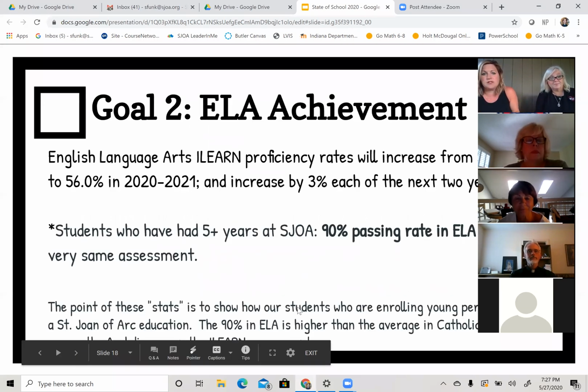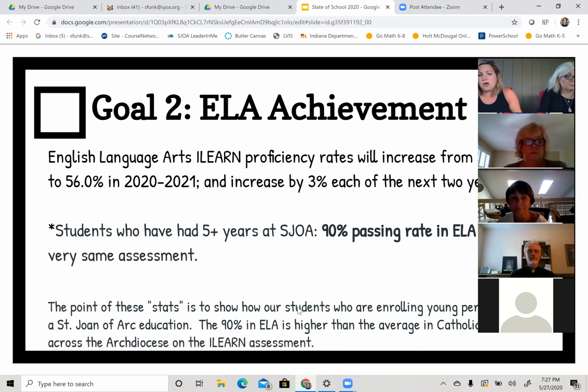Our second goal has to do with English language arts achievement. When you see these numbers in our goal, which are passing rates, I want you to keep in mind a couple of things. Number 1, this was a brand new state assessment. So as I mentioned previously, overall proficiency rates in the state and across the Archdiocese were very, very much down from what ISTEP was, about 30%. And so we have set some goals for ourselves with English language arts.